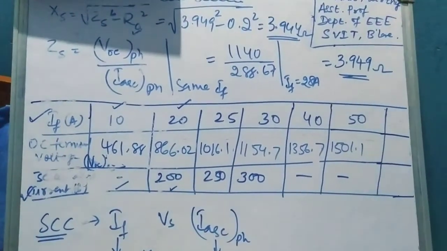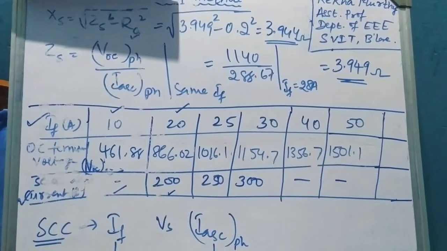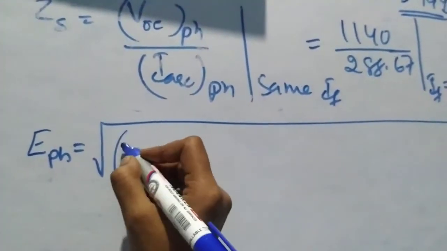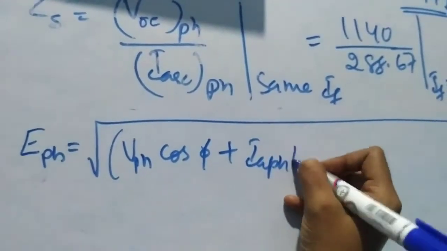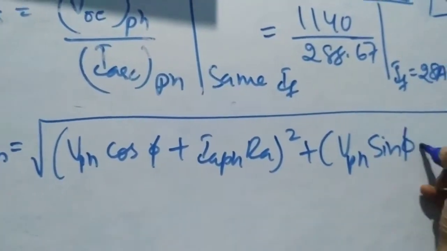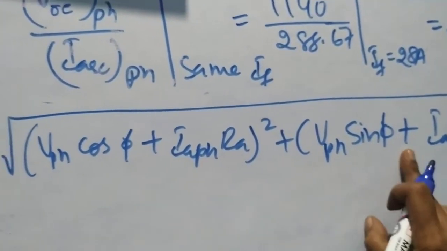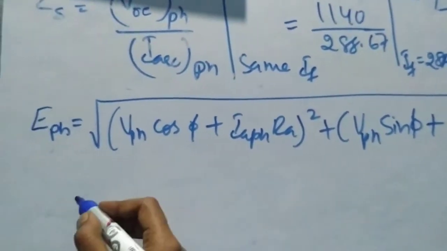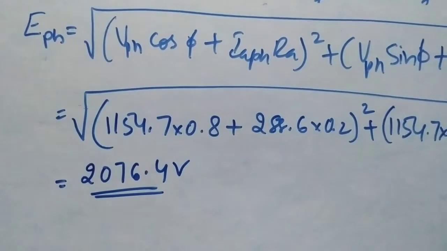So let us rewrite the E phase formula for this synchronous impedance method, which is nothing but the EMF method. E phase is given by the square root of (V phase cos phi plus IA phase RA) whole squared plus (V phase sin phi plus IA phase XS) whole squared. So plus is for lagging. First we will solve for the lagging case. Now let us substitute the corresponding values.